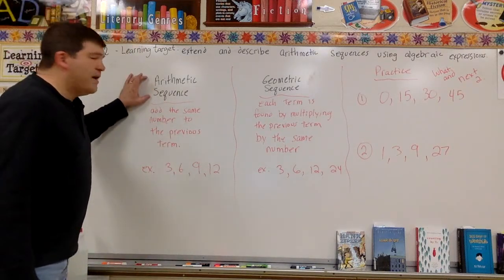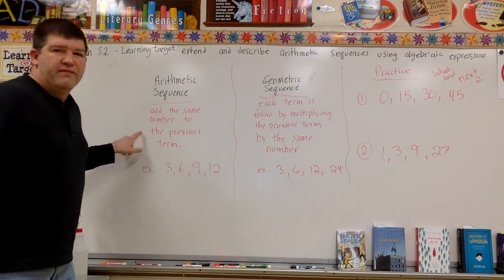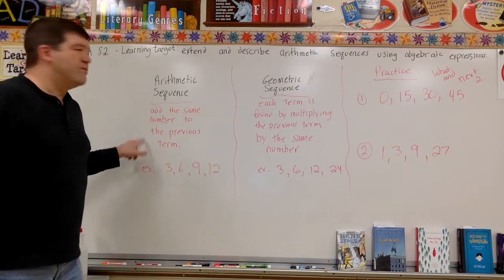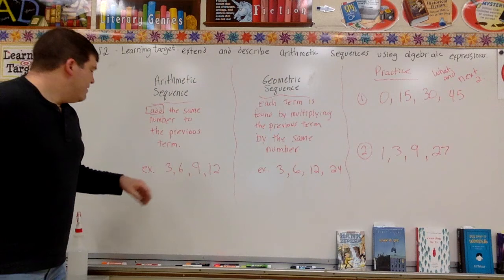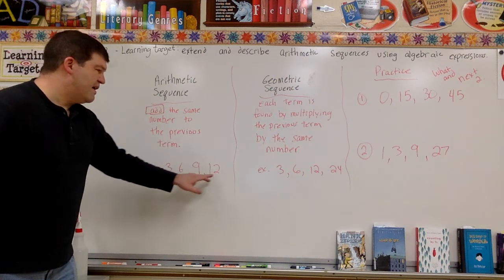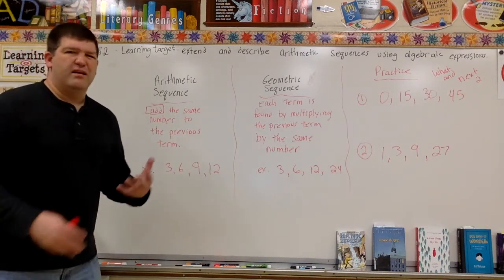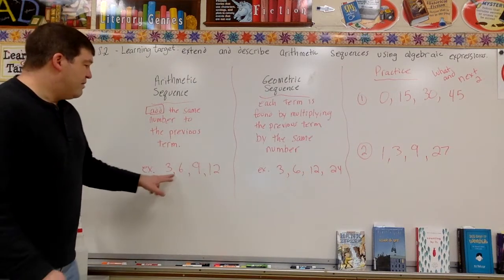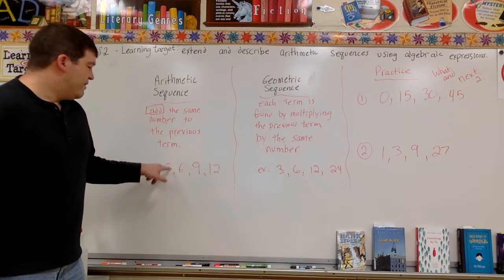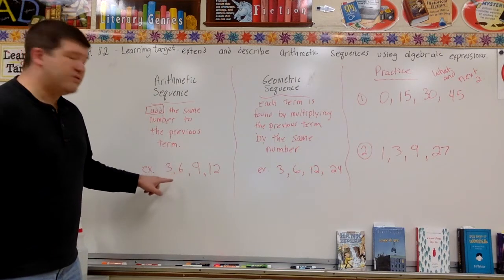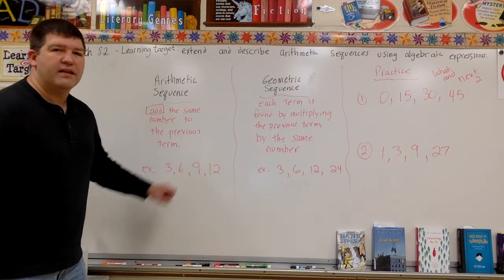You have an arithmetic sequence, and this is when you add the same number to the previous term. So it's adding. Here's the key. Adding. An example, 3, 6, 9, 12. What am I doing to each one of these? Am I multiplying them? Am I dividing? Am I subtracting? Am I adding? I know it's getting bigger, so I'm either adding or multiplying. Now, if I was multiplying, it'd be times 2. 3 times 2 is 6. 6 times 2 is 12. Oh, that can't be it.